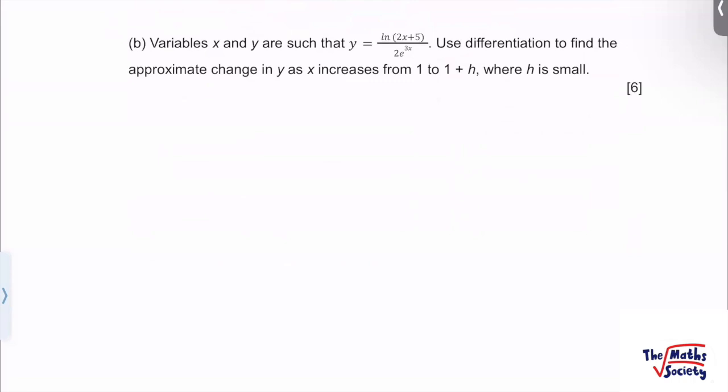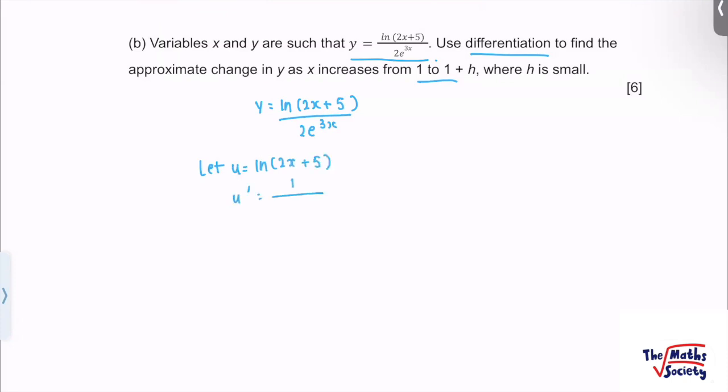And it says that variables x and y are such that y equals this equation. You differentiate and find the estimated change in y from 1 to 1 plus h. So y equals ln(2x plus 5) by 2e power 3x. Let u equal ln(2x plus 5). So u prime is going to equal 1 by 2x plus 5, multiplied by 2. v is equal to 2e power 3x, so v prime is going to be 6e power 3x.